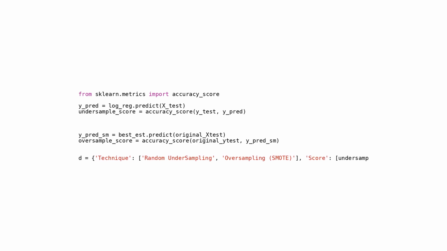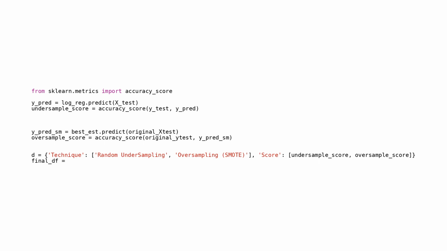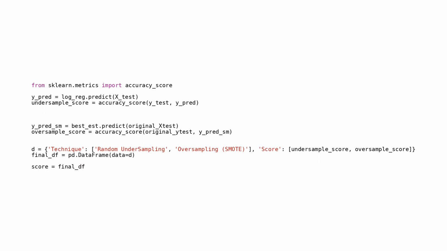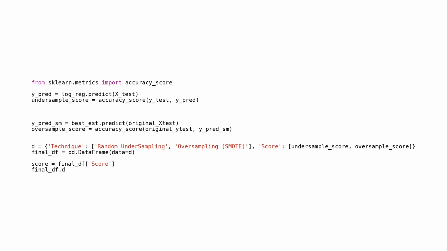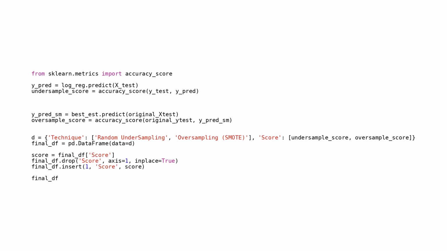y_pred_sm from the best estimator model best_est. 3. The accuracy scores for both techniques are then stored in a dataframe named final_df with columns technique and score, to show the results and the techniques used. 4. Finally, the code reorders the columns in the dataframe so that the score column appears as the second column.